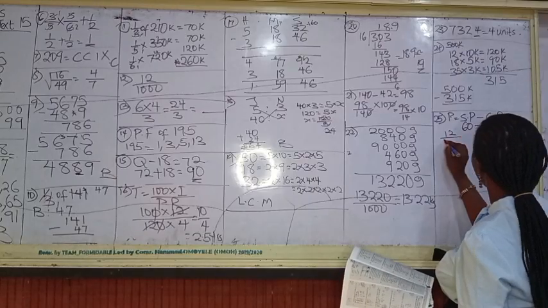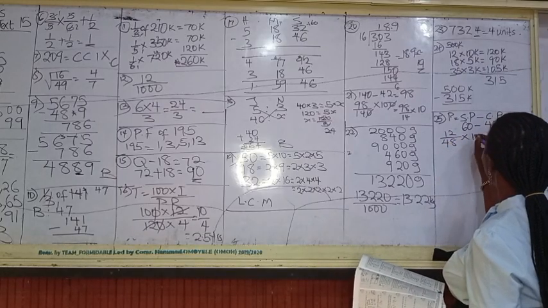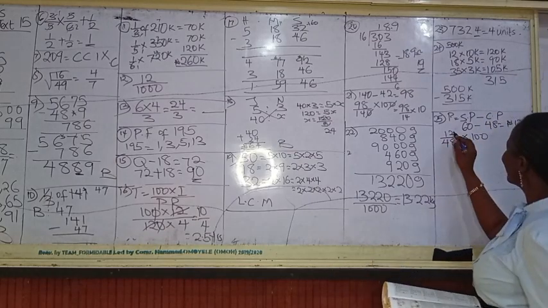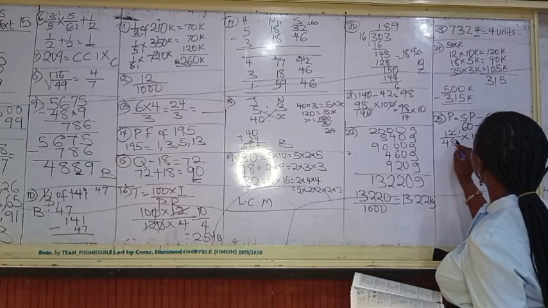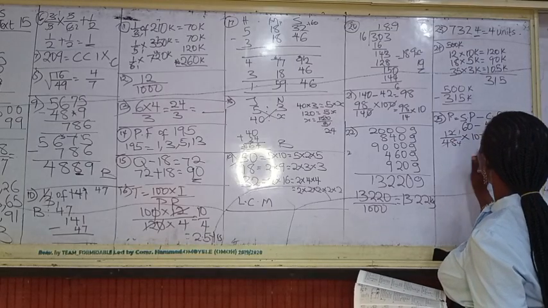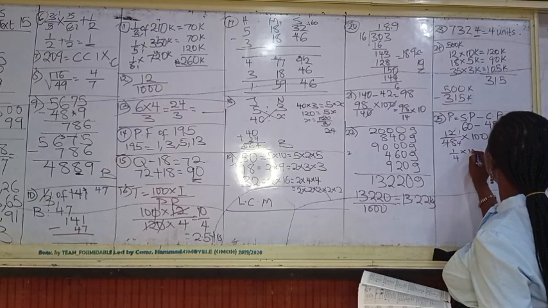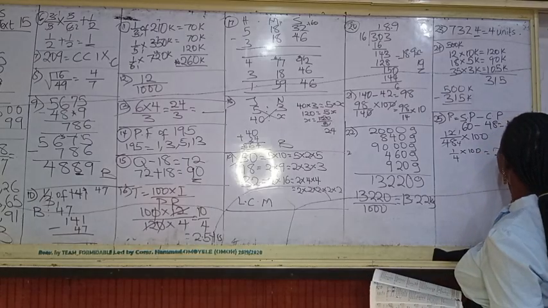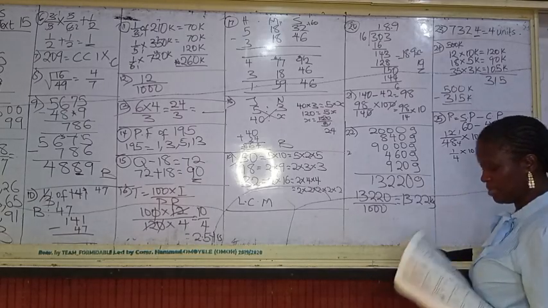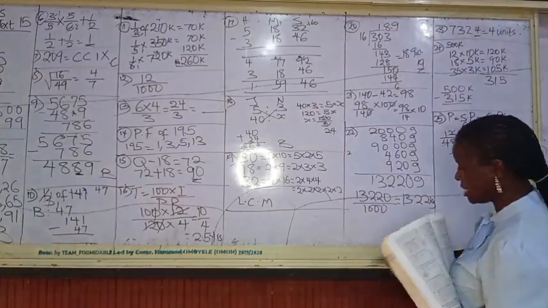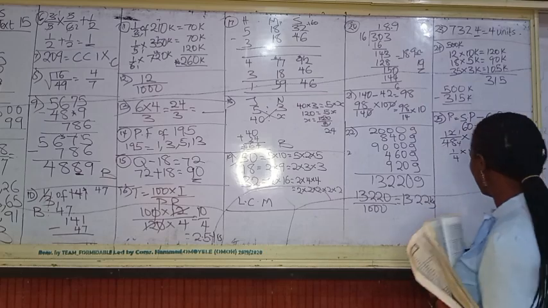that will be 12 over 48 multiplied by 100. Okay, 12 here 1, 12 here is 4. So we have 1 over 4 multiplied by 100, and that is 25%. So now we are going to number 26. Let me clean up the board.